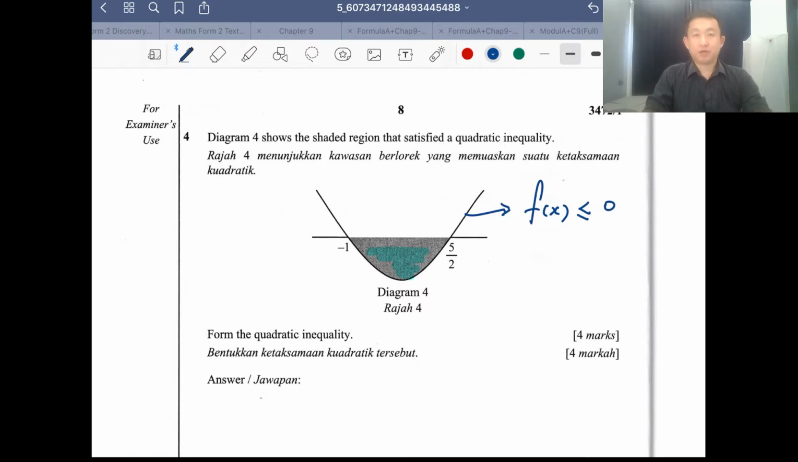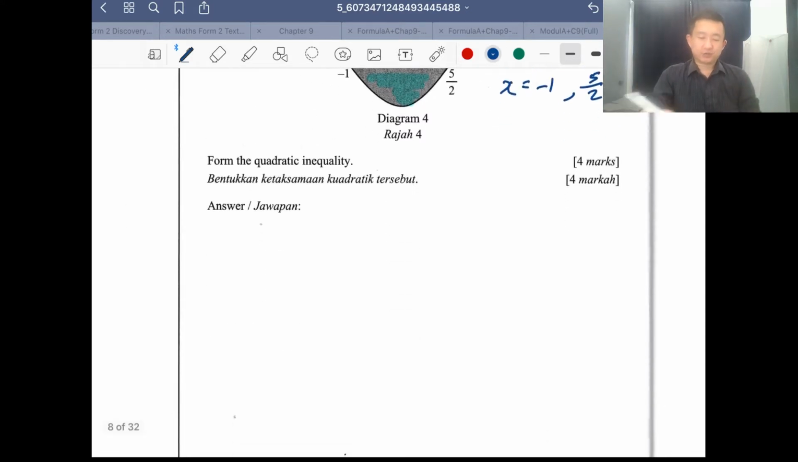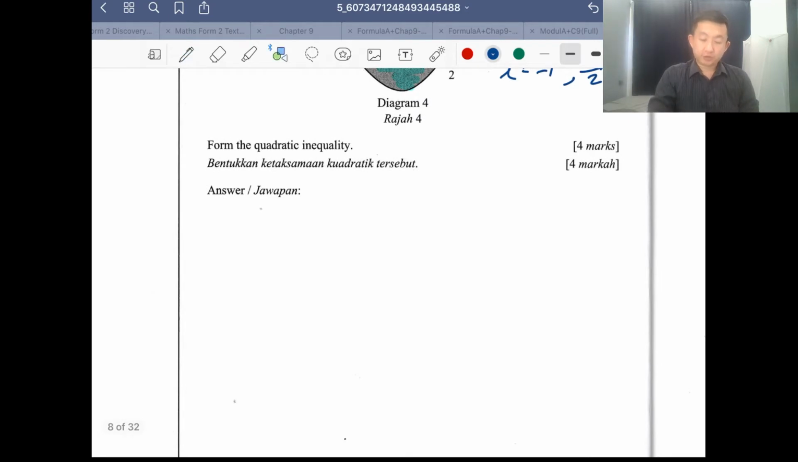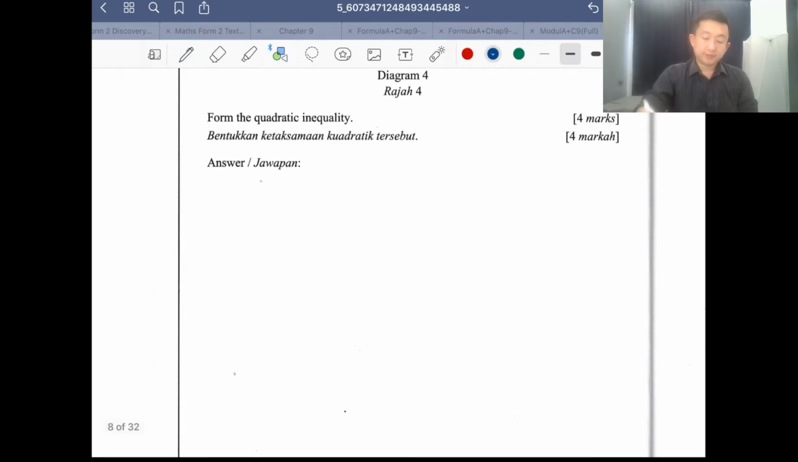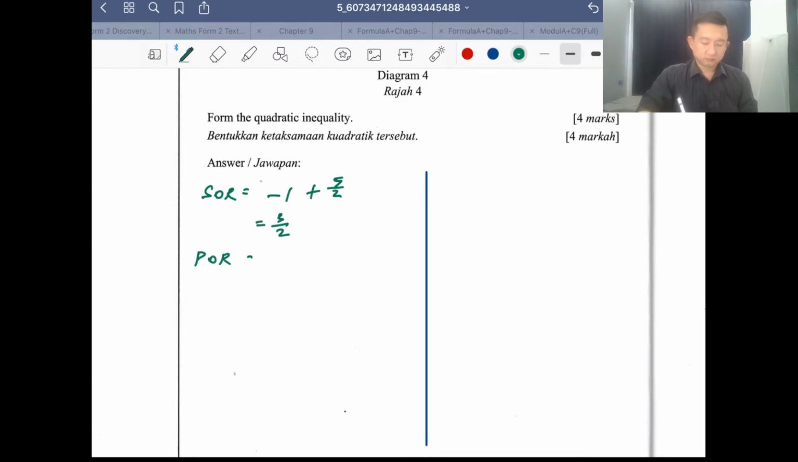How do you describe these quadratic functions? We have the roots. So 2 methods to solve it. You can build the quadratic function first before you do the inequality. The first method is SOR POR. Right? You can form the quadratic functions.